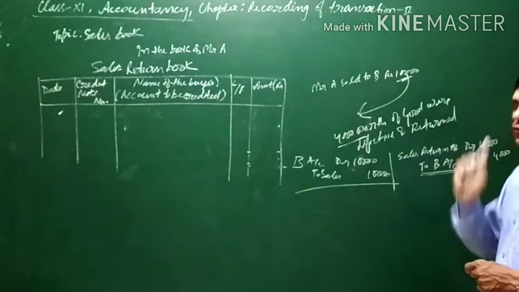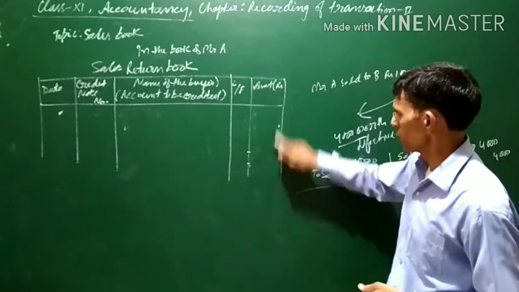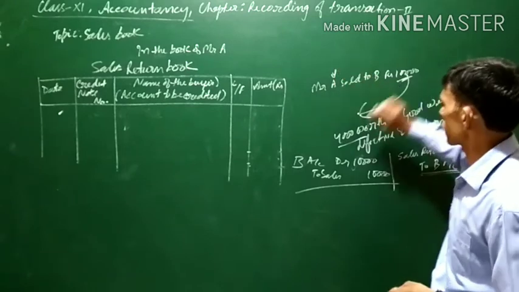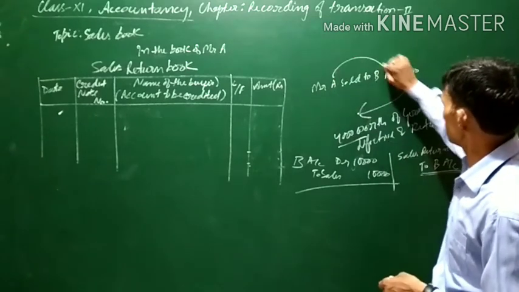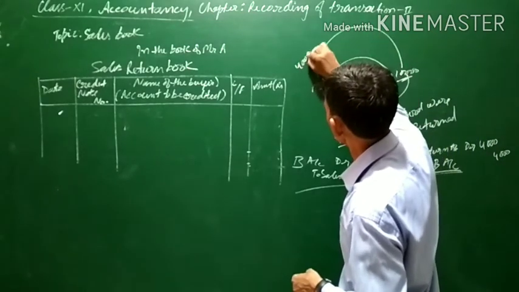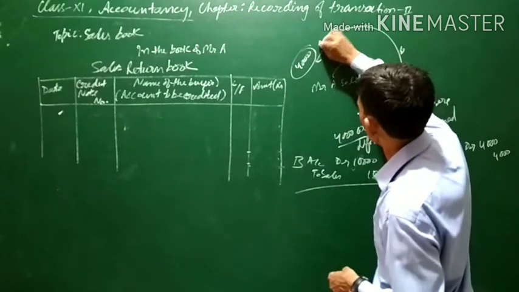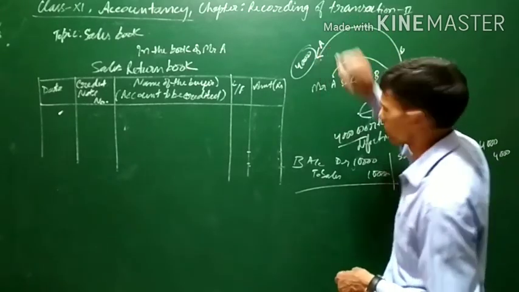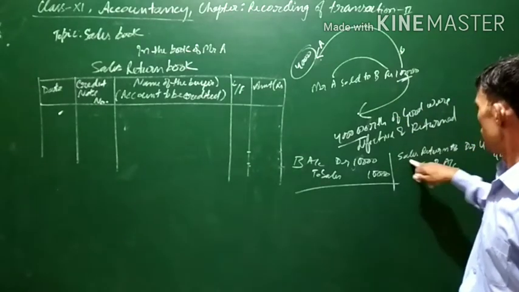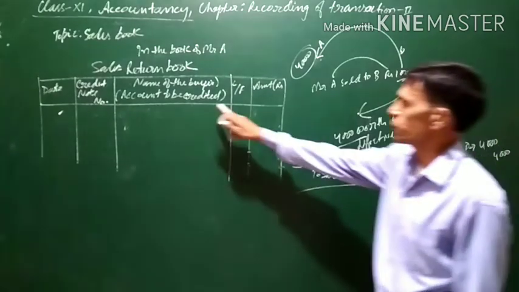Now, when a person is returning the goods, what happens? When A receives the goods back: first this was a sale from A to B, it was 10,000. Now out of this, 4,000 worth of goods are coming back. First A sold goods to B, now from B to A, 4,000 worth of goods are coming. So when the goods are returned, B's account will be credited. That is why account to be credited is written.